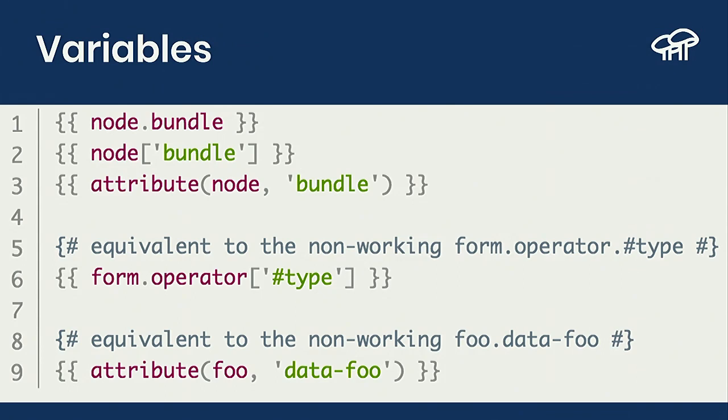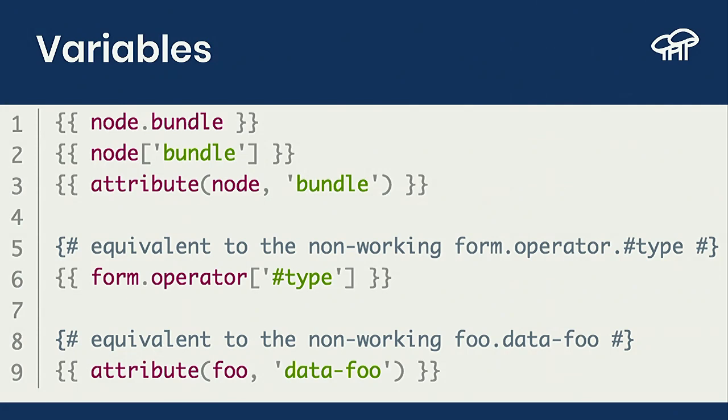Now, in Drupal 8, most of the time we're going to use one syntax to print variables. And it is the dot notation, which we see here in line number one. Twig provides other mechanisms like lines 2 and 3, in which we can use a square bracket notation or the attribute function. But we're going to see just in a moment why 99% of the time we will want to use the dot notation. But before doing that, I want to tell you when you cannot use it.